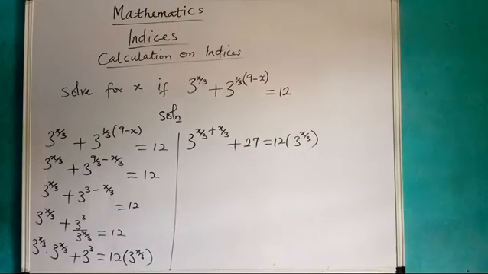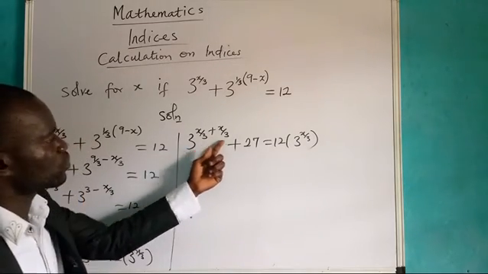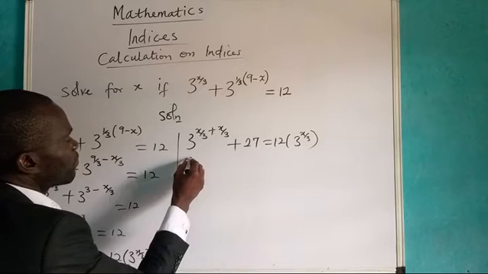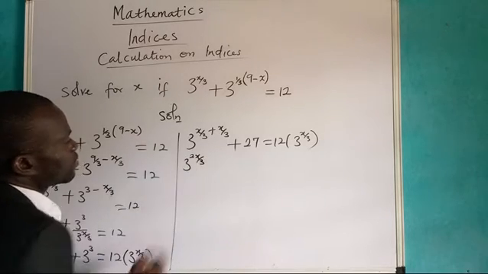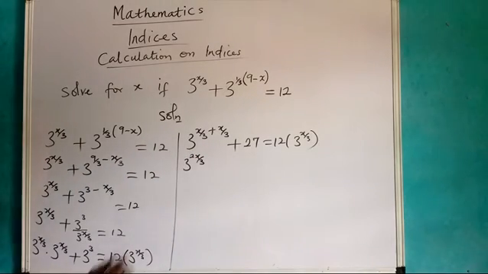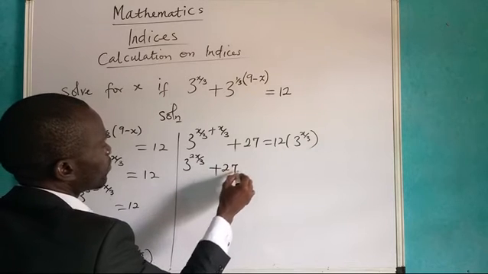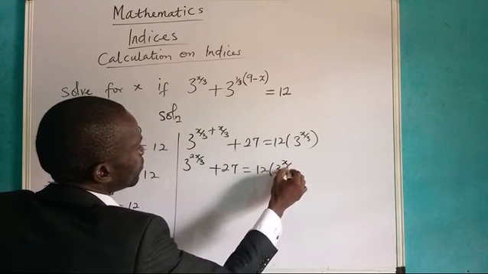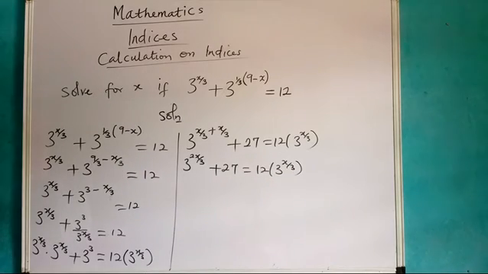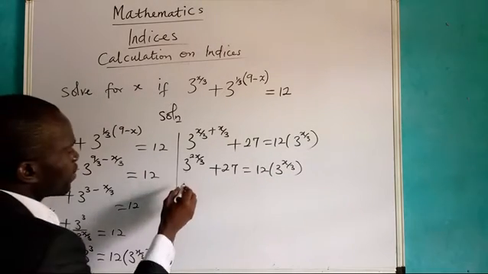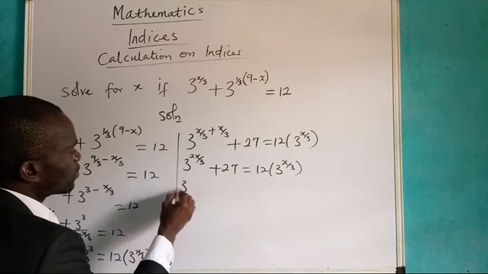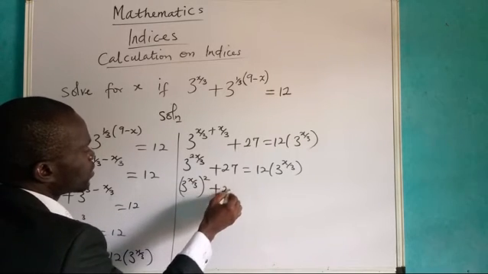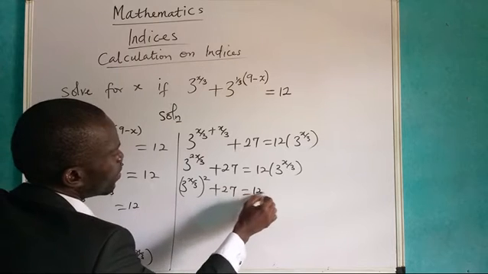Okay, what can we do again? For this part, we are not yet through. We need to add up the fraction. Okay, I'm going to have 3 power 2s over 3. Plus 27 equal 12, and we have a bracket 3 power s over 3. Okay, we can still go further. For this one, I can rewrite it as 3 power s over 3, and the square will be outside, plus 27, equal 12.